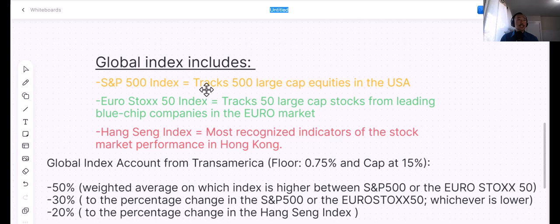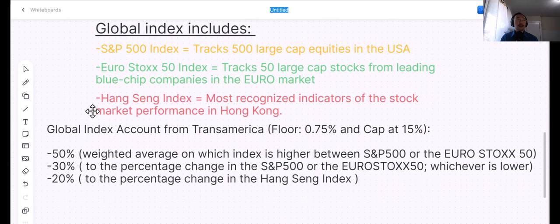Usually when people say, quote unquote, the market, how well the market is doing, they're referring to the S&P 500 index. Also, this is a good barometer of how the USA economy is doing since it's tracking the largest 500 companies in the USA. The second index inside of the global index is the Euro Stock 50. The Euro Stock 50 tracks the 50 largest cap stocks from the leading blue chip companies in the European market. And then the third is the Hang Seng index, which tracks the performance of Hong Kong.